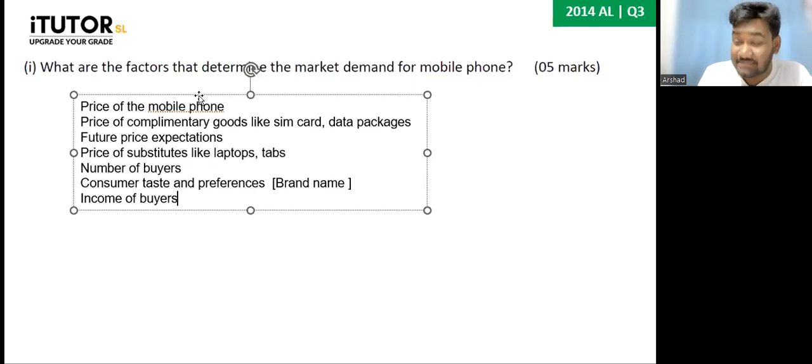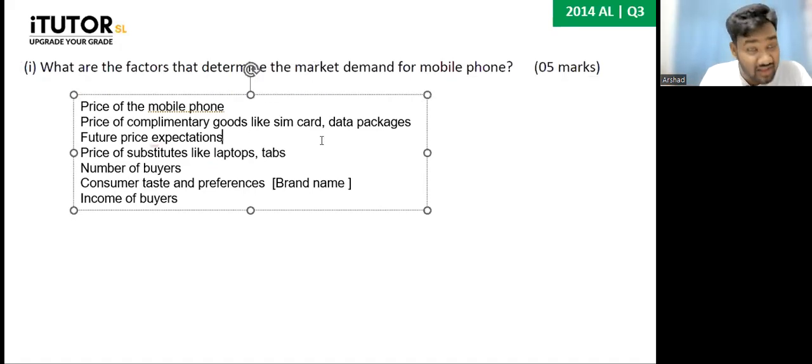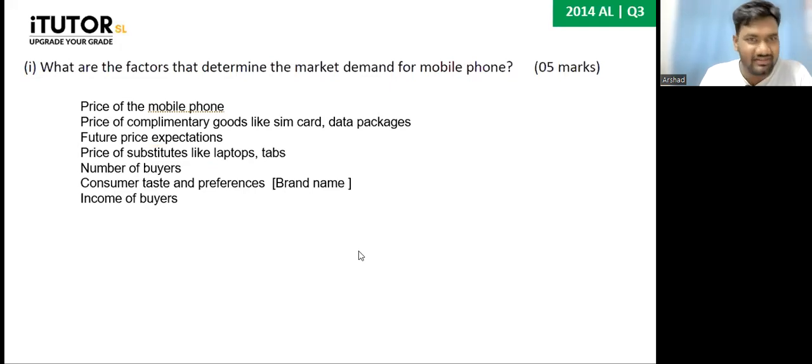These are very simple ones, but remember, usually when they give you the name of a product, try to relate your factors to that product rather than just saying price of complementary goods. What are the complementary goods for mobile phone? That is SIM, data packages, voice packages, right? The back cover, whatever is your complementary thing. Right. Going to the next.